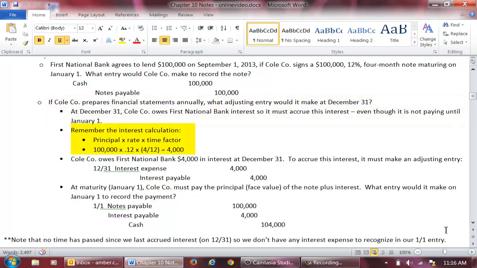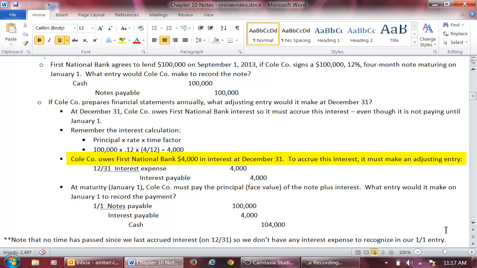The interest calculation is the same as what we learned in earlier chapters: principal times rate times time. The principal is $100,000, the interest rate is 12%, and the time factor is 4/12, all of September, all of October, all of November, and all of December. When you do the math, you get $4,000. Coal Company owes First National Bank $4,000 in interest at December 31st.